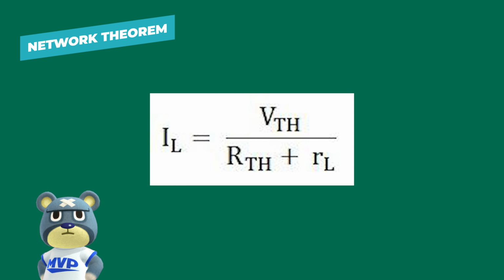IL equals VTH over RTH plus RL, where VTH is the Thevenin equivalent voltage. It is the open circuit voltage across the terminals AB, known as the load terminals. And RTH is the Thevenin equivalent resistance as seen from the load terminal, where all the sources are replaced by their internal impedance, and RL is the load resistance.